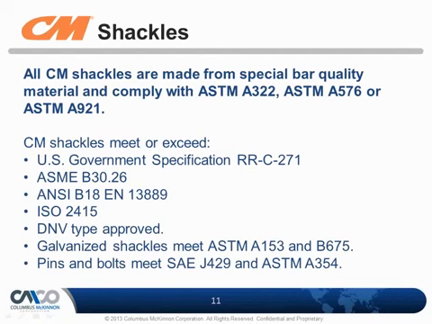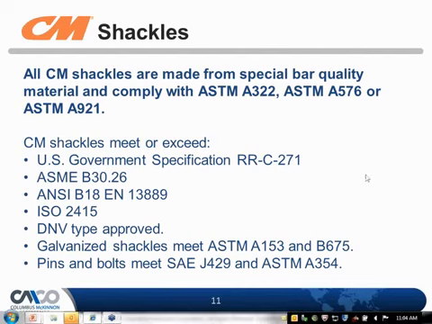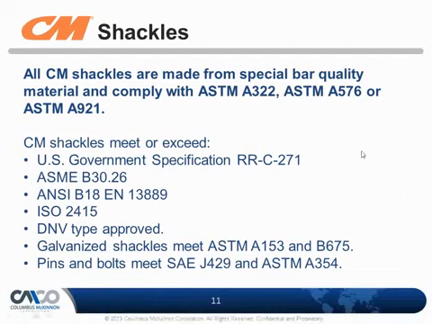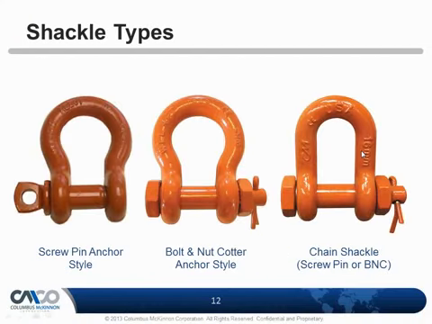So just to start, all CM shackles are made from specialty bar quality material and comply with ASTM A322, ASTM A576, or ASTM A921. We also meet U.S. government specifications RRC 271, ASME B30.26, the EN standards, ISO, DNV type. Galvanized shackles meet ASTM A153 and B675, and pins and bolts meet SAE J429 and ASTM A354. So a lot of quality goes into our shackles, and we do extensive testing on them to be sure that they're safe to use out in our marketplace.